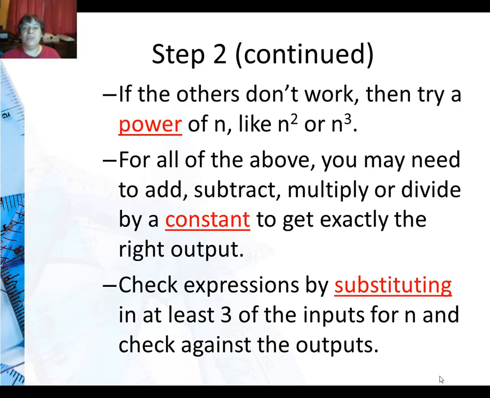Or even if that doesn't work, you can try a power of n, like n squared or n cubed. Those are the more complicated patterns that we'll have. Most of the time, honestly, it's going to be a linear pattern, in other words, going up by the same amount every time. For all of the above, even when it's a linear pattern, you may still need to add or subtract or multiply or divide by a constant to get exactly the right output. Always check your expressions by substituting in at least 3 of the inputs for n and checking against the outputs.